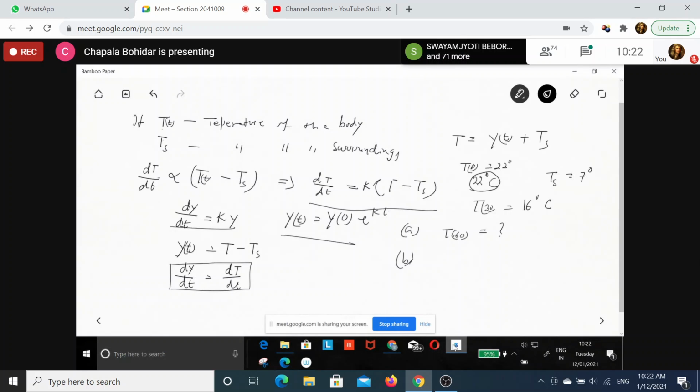Then bit B. How long does it take for the soda pop to cool to 10 degrees centigrade? The T(t) value is equal to 10 degrees. You have to find the value of t.